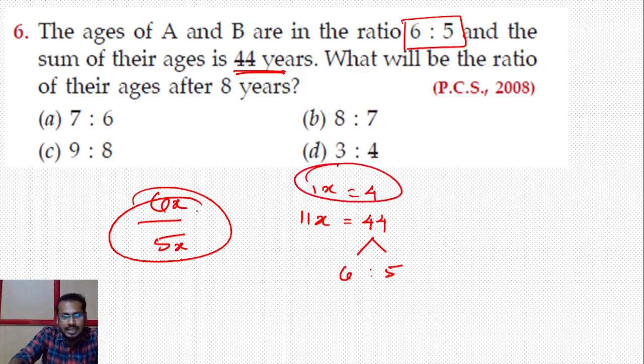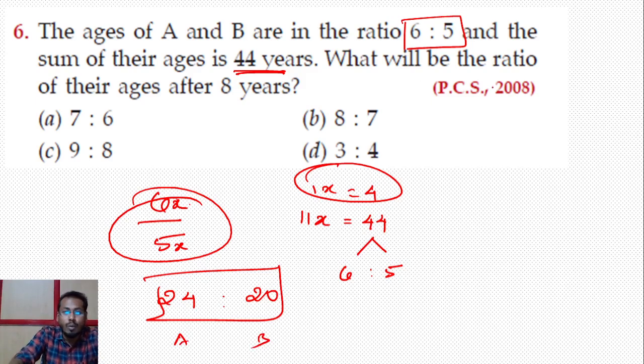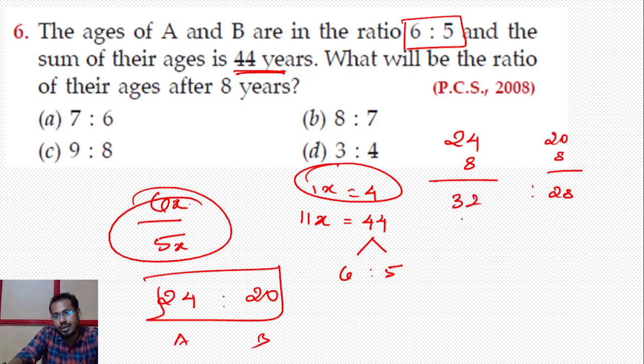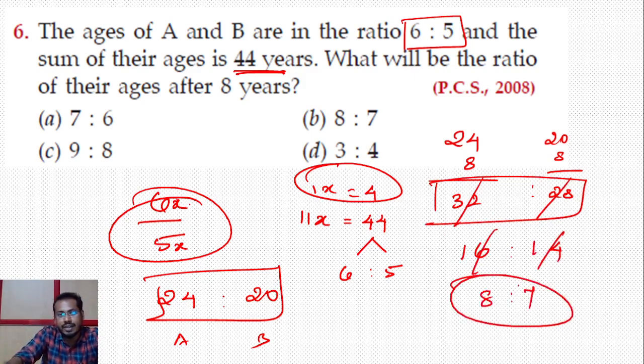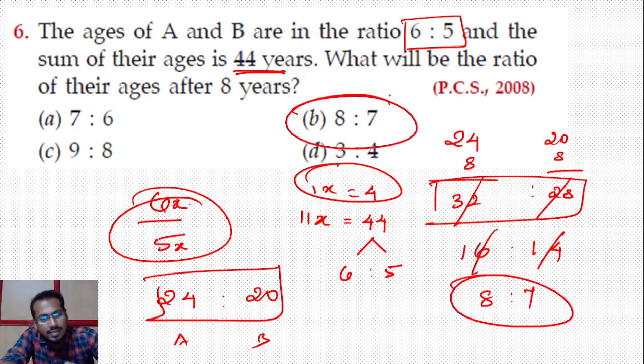1 part is 4, so 6 parts is what? 6 times 4 is 24, and 5 times 4 is 20. Correct? So these are the ages of A and B now. What will be the ratio of their ages after 8 years? So add 24 plus 8 and 20 plus 8. 20 plus 8 is 28, and 24 plus 8 is 32. Now they want the ratio of these numbers. So just cancel: 32 and 28 become 16 and 14, and again 8 is to 7. That's the right answer, 8 is to 7. Is it clear?